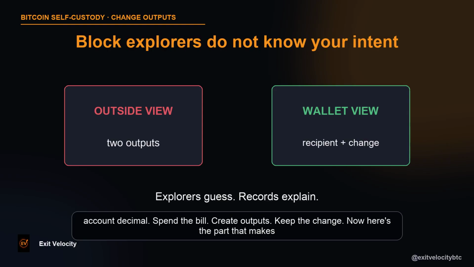Imagine you buy a $5 coffee with a $20 bill. You do not tear off $5 of the bill. You hand over the whole 20 and get change back. Bitcoin is not paper cash, but the mental model helps. A UTXO is more like a bill than a bank account decimal. Spend the bill. Create outputs. Keep the change.